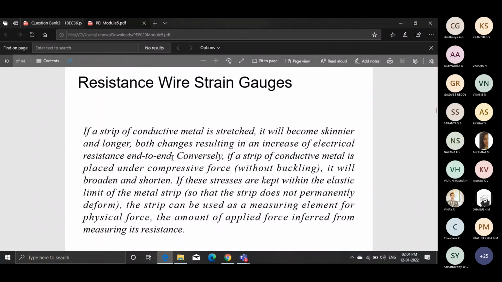As you keep stressing it, the resistance changes from end to end. Conversely, if a strip of conductive metal is placed under compressive force without buckling, it will broaden and shorten. If these stresses are kept within the elastic limit of the metal strip, the strip can be used as a measuring element for physical force, the amount of applied force inferred from measuring its resistance.